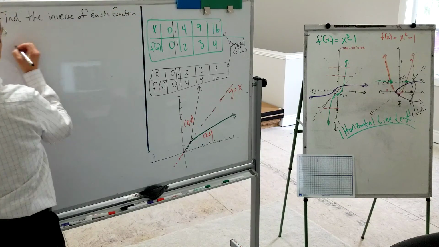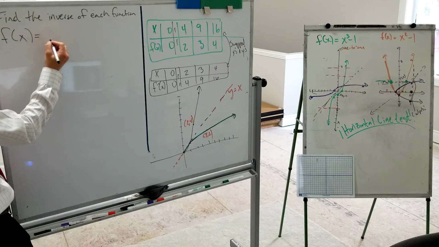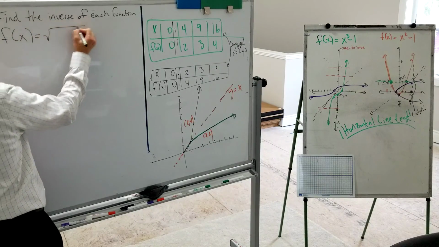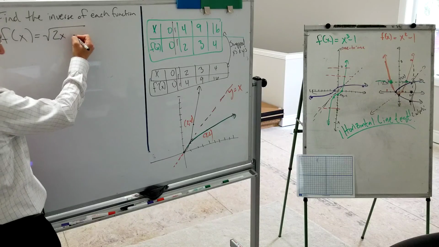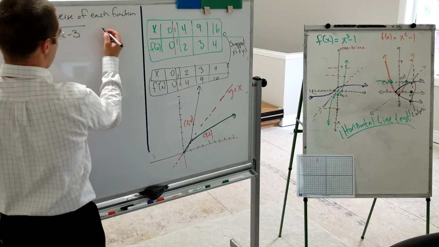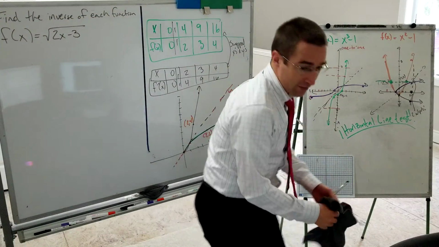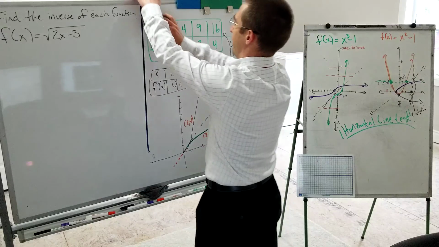All right, we're going to do two problems. We're going to find the inverse of each function. We're going to start with f of x equals square root of 2x minus 3. We're going to do that one. And then we're also going to do this function. This is going to be a more interesting one.